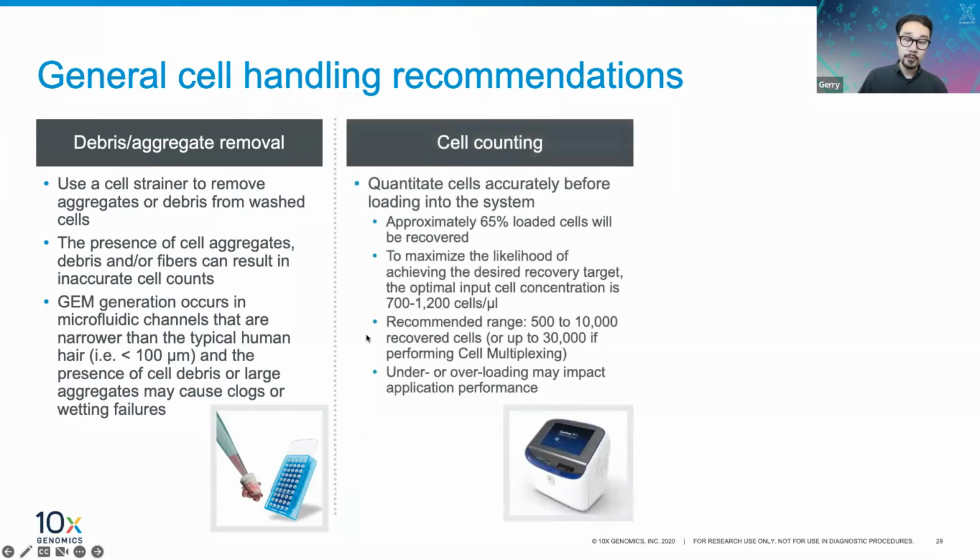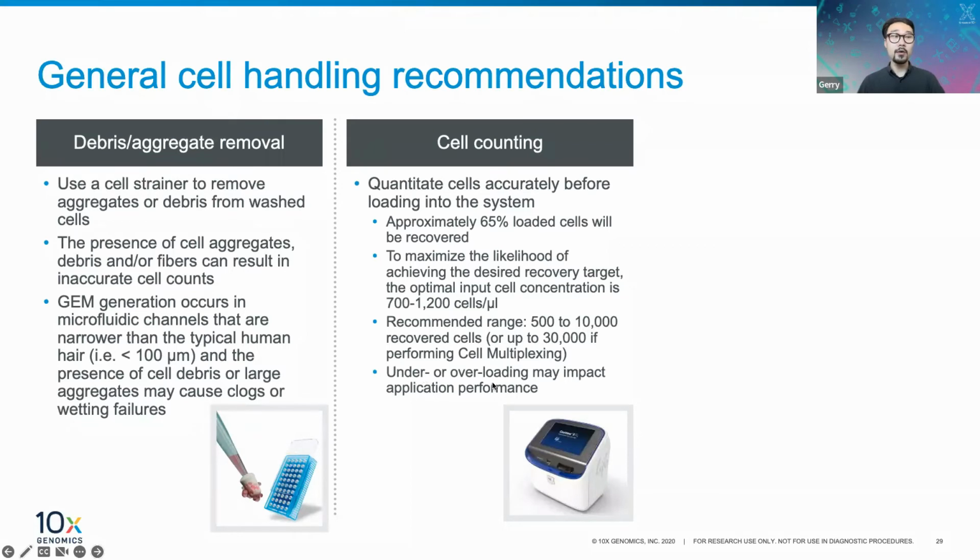We like you to quantitate your cells accurately before loading onto the system. So as I said previously, approximately 65% of your cells are loaded. 65% of the cells that you load will be recovered. So to maximize the likelihood of achieving the desired recovery target, the optimal input cell concentration is 700 to 1,200 cells per microliter. Our recommended range is 500 cells up to 10,000 cells recovered, or up to 30,000 if you're performing cell multiplexing with our CellPlex product.